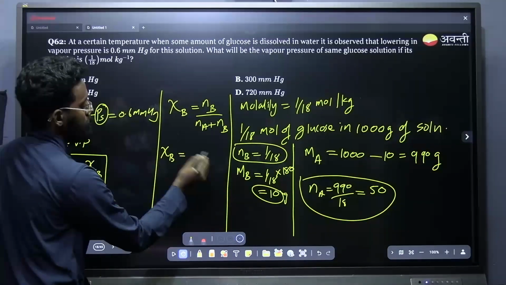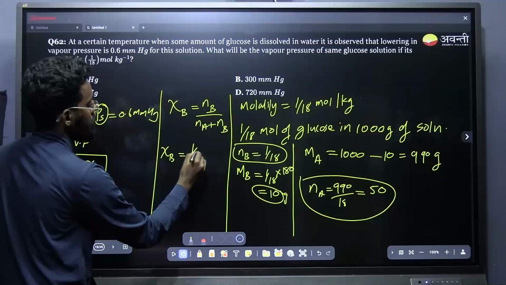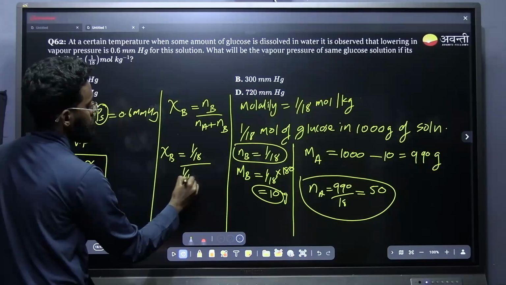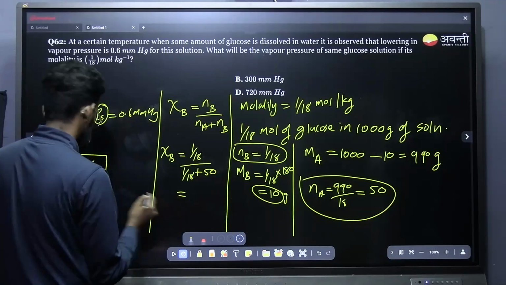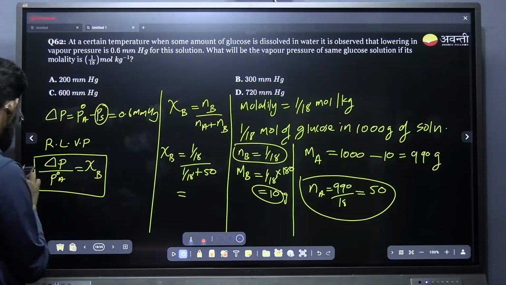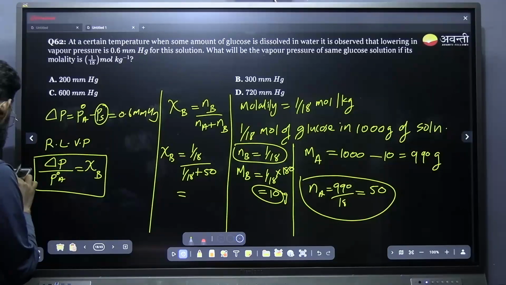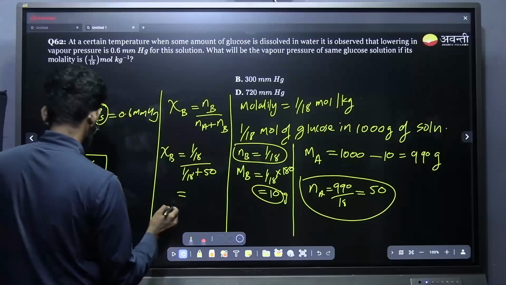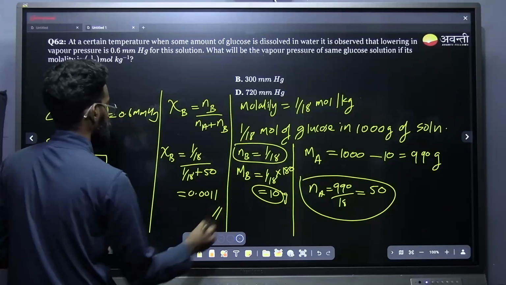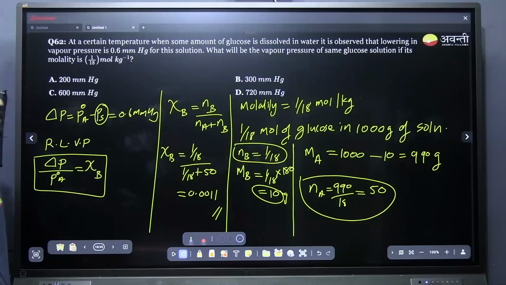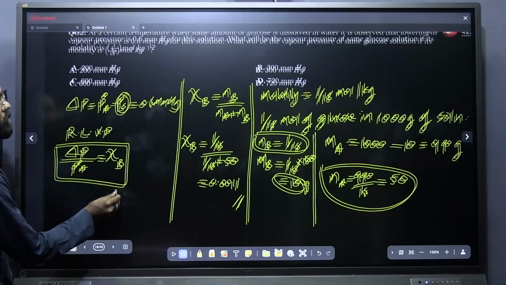Chi B is equal to NB divided by the total moles. What is NB value? 1 by 18 divided by 1 by 18 plus 55. On solving this, I am getting the Chi B value as 0.0011. Now I got the Chi B value, and now I will be substituting that over here.